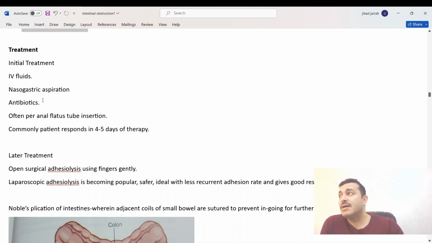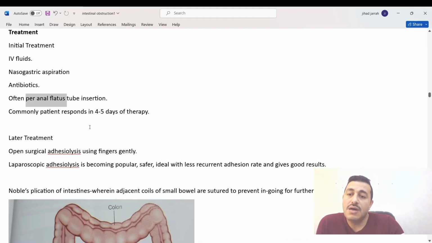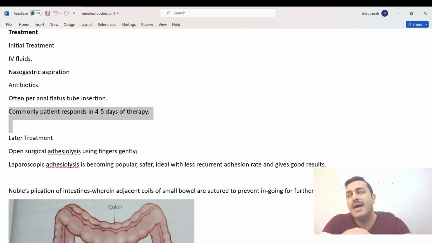Okay, we start with fluid resuscitation with nasogastric aspiration and antibiotics. It depends on whether there is a sign of strangulation or not, and also a rectal tube or per-anal flatus tube. Also, this depends on the severity of the picture and where the obstruction is. So it's not routine to put a per-rectal or per-anal tube. Also, here it's written that it commonly will resolve within 4 to 5 days. Some literature says do not wait more than 72 hours. Also, this depends on whether the obstruction is partial or complete, and signs of strangulation or not.